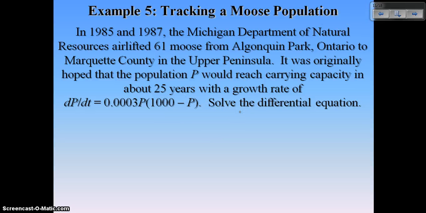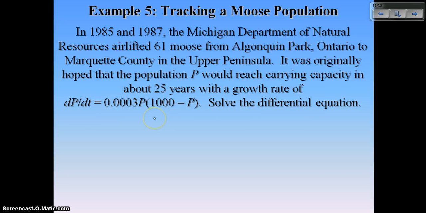This is going to be a massive problem. It'll take us about 4 slides, so if you don't have enough room there on your paper, you might want to grab some notebook paper. In 1985 and 1987, the Michigan Department of Natural Resources airlifted 61 moose, or mooses, however you pronounce the word, from a park in Canada to another place in the Upper Peninsula of Michigan, and so on. Basically, the moose population is increasing according to this equation here, and they want us to solve this differential equation.